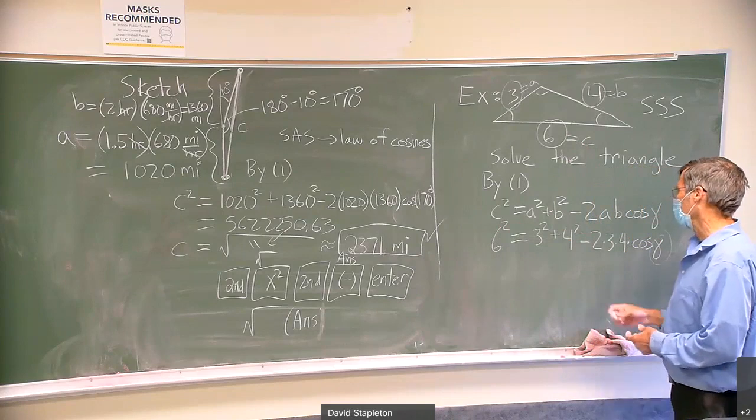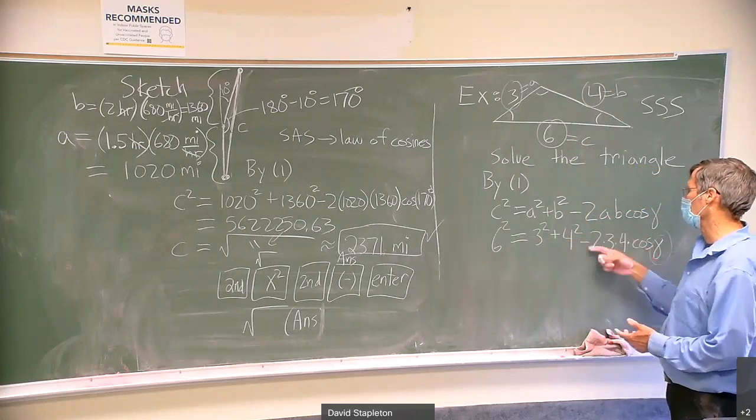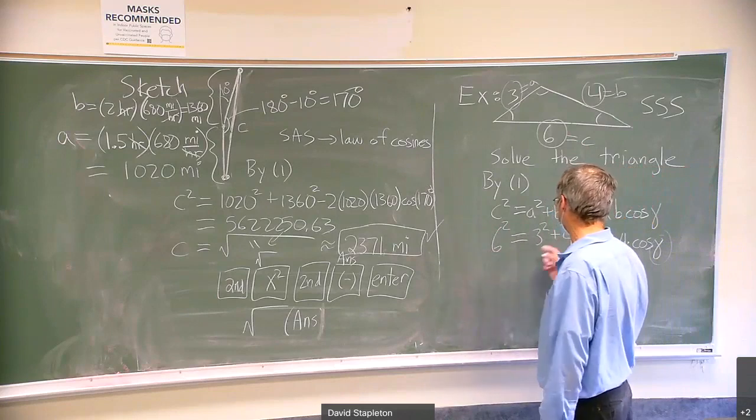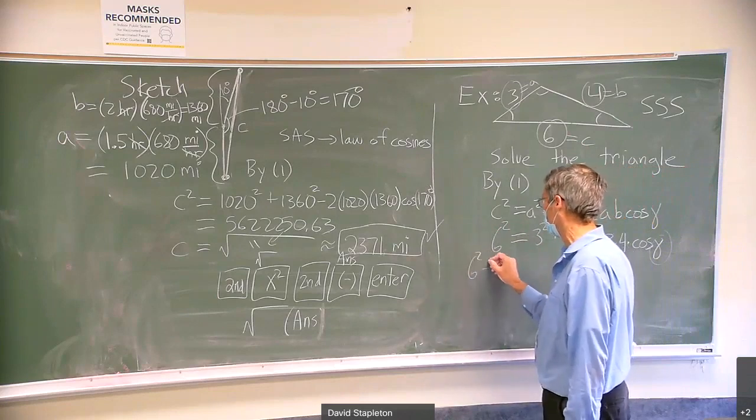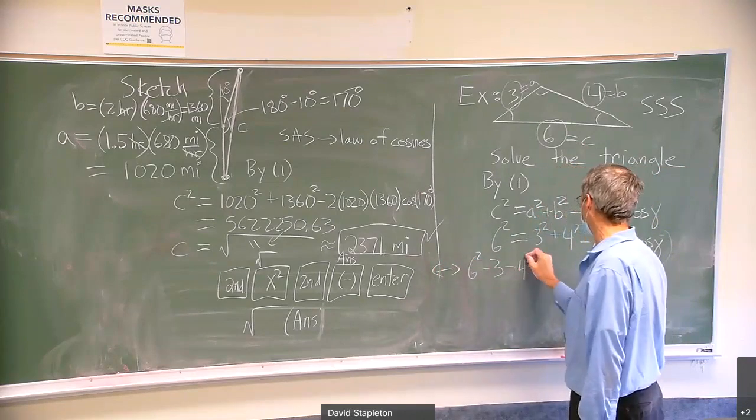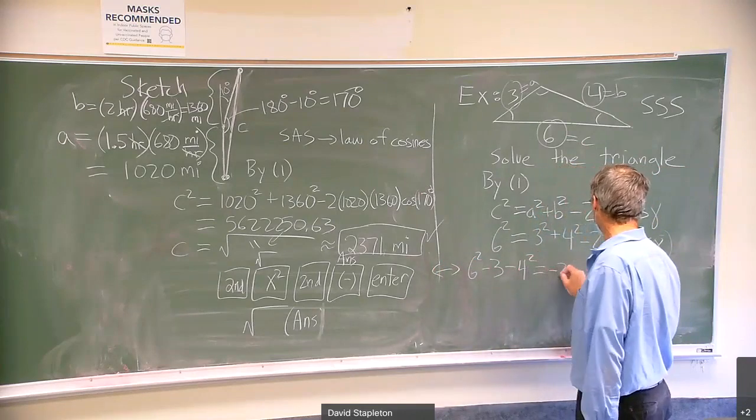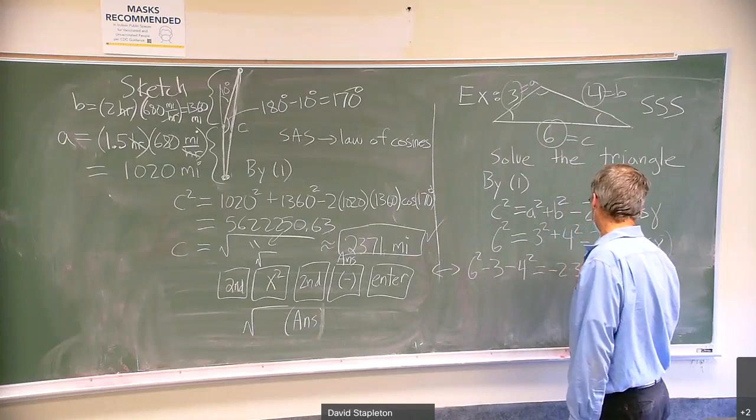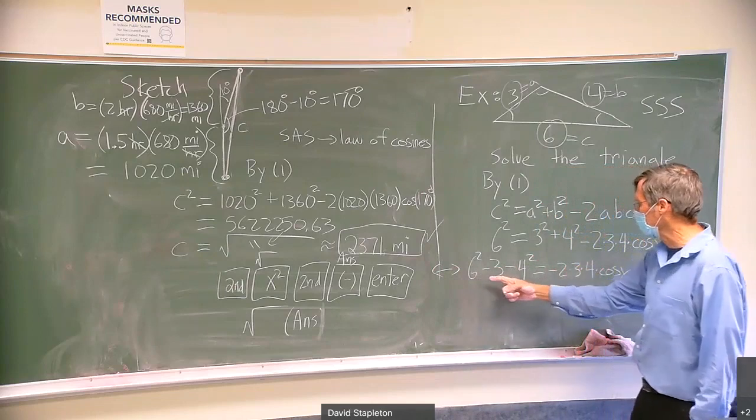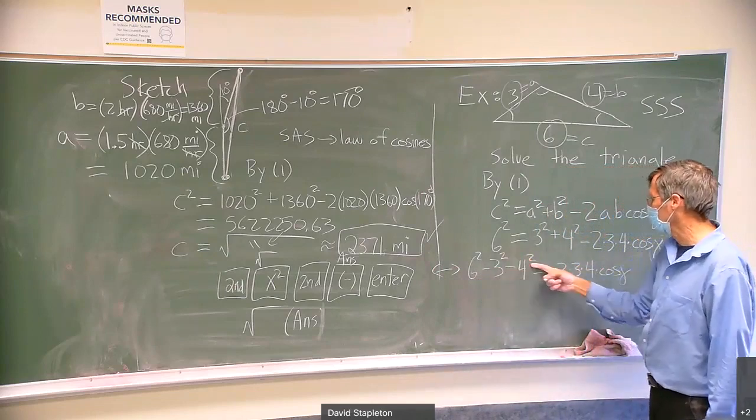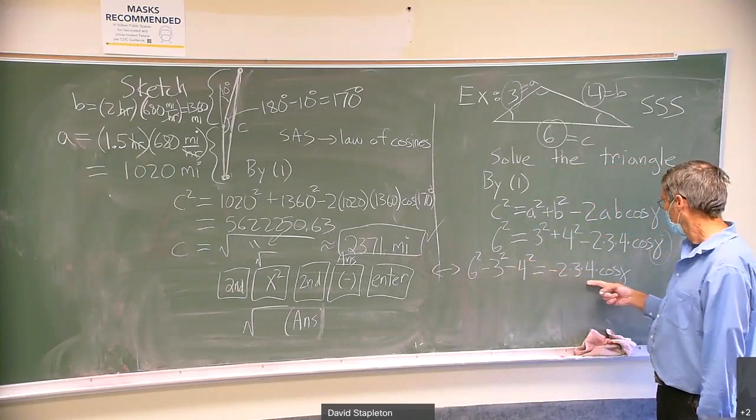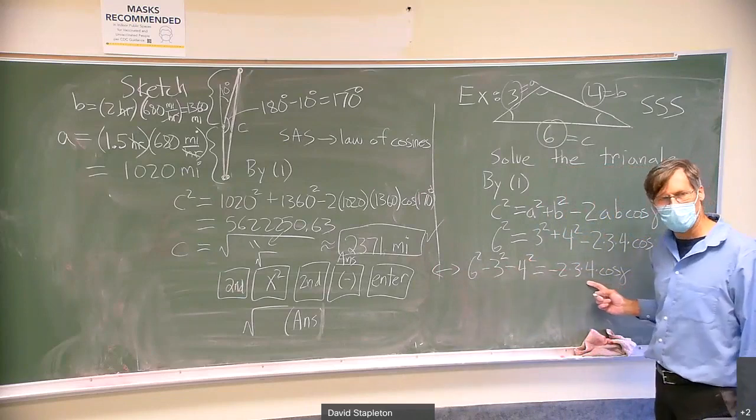So how do I do this? I can compute these numbers now, but sometimes I like to just write this down and then compute it later. Suppose I subtract the 3 squared and 4 squared from both sides and write equivalently 6 squared minus 3 squared minus 4 squared equals negative 2 times 3 times 4 times cosine gamma. This is 36 minus 9 minus 16. It's positive. How can it be equal to a negative number?